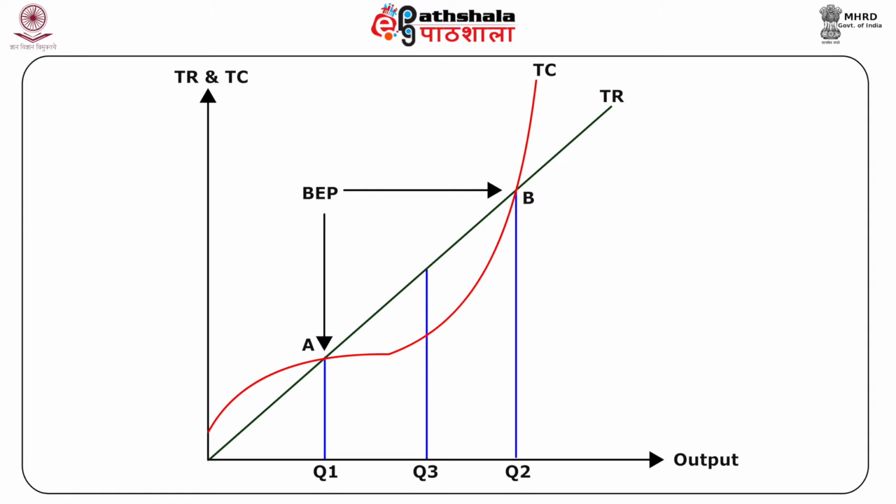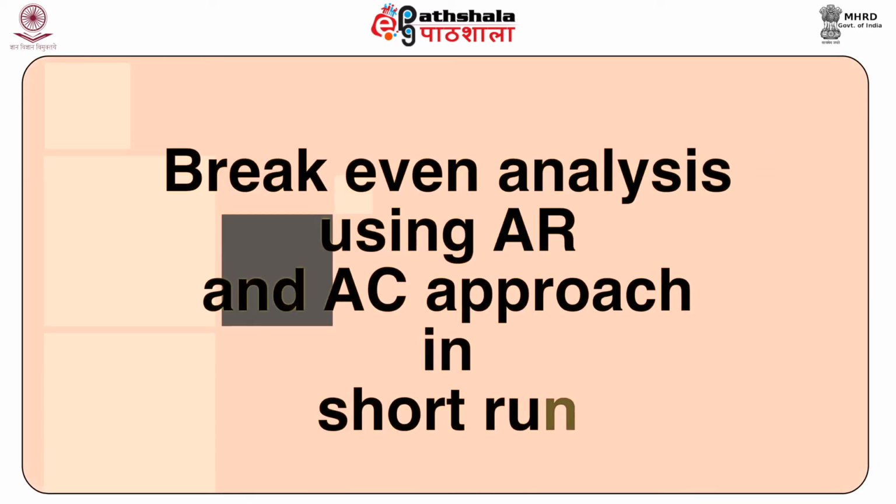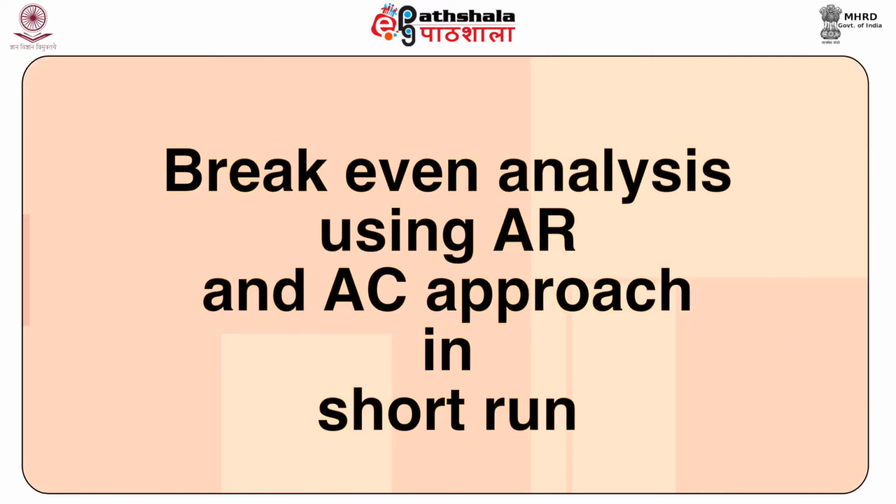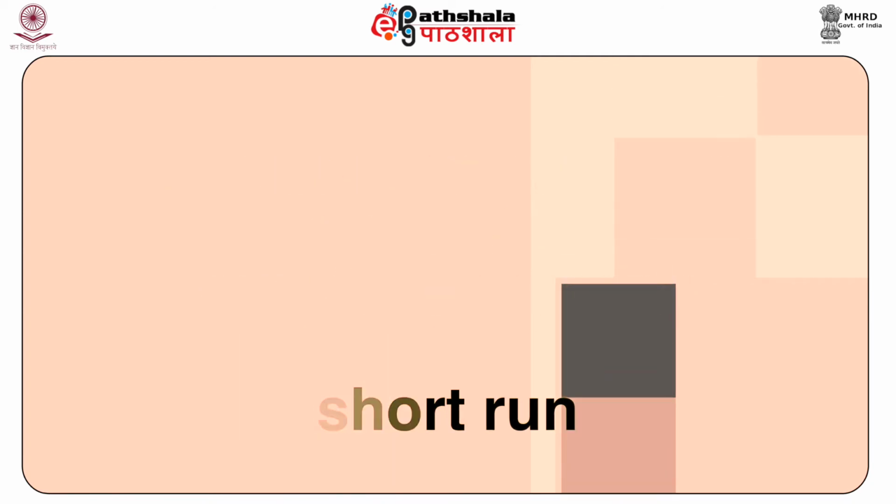A firm will earn a profit if it produces some output that lies between Q1 and Q2. Elsewhere, it will incur losses. Profits will be maximum when the firm produces at the Q3 level of quantity, where the gap between TR and TC is maximum. Break-even analysis using the AR and AC approach in the short run.